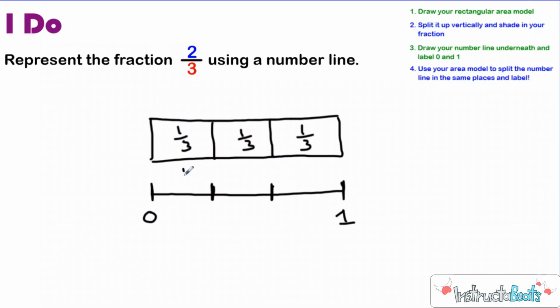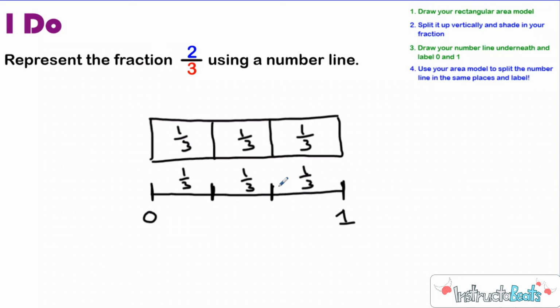And now I can see that this part is 1/3, this part is 1/3, and this part is 1/3, right? My unit fraction is the same. My 1 whole on my number line is still split into 3 equal pieces. So I'm using my knowledge that a number line is really just a smushed area model.